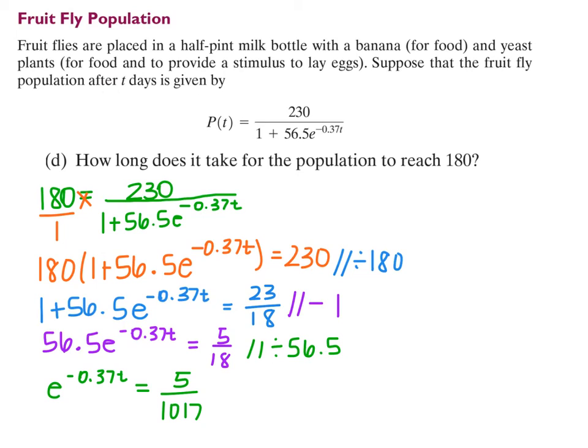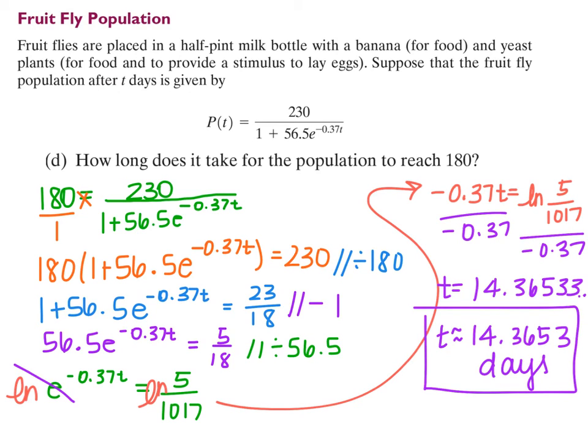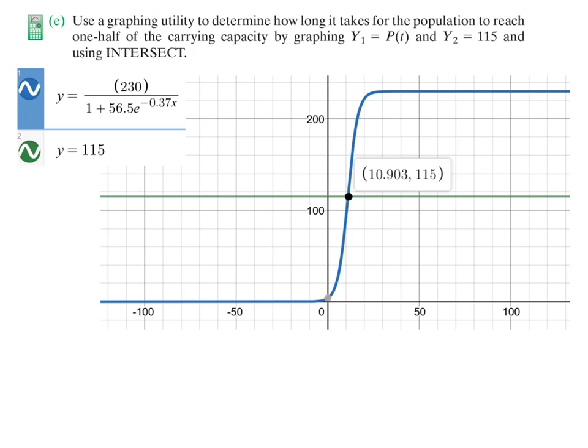So now I have my e by itself, and in order to get to that t, I've got to apply ln to both sides. And once I do that, it eliminates the e and the ln on that side, so all I'm left with is negative 0.37t is equal to ln of 5 over 1017. So I'm going to divide each side by negative 0.37, and I'm going to use my calculator. I'm going to get this long decimal. So that means it's going to take about 14.4 days for our population of fruit flies to reach 180.